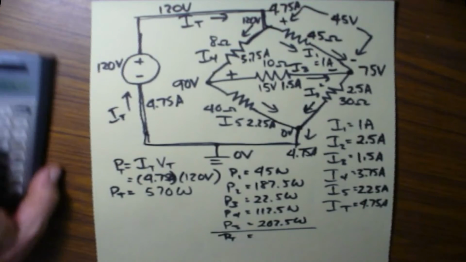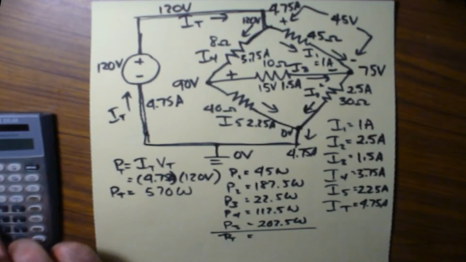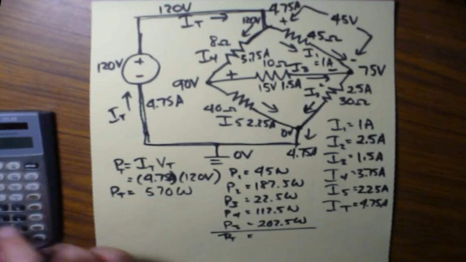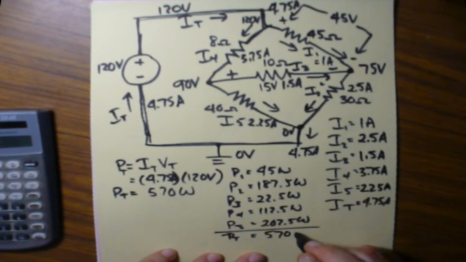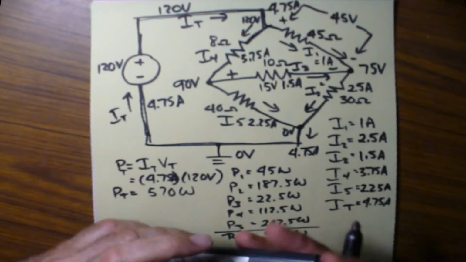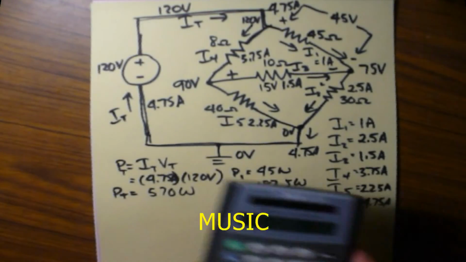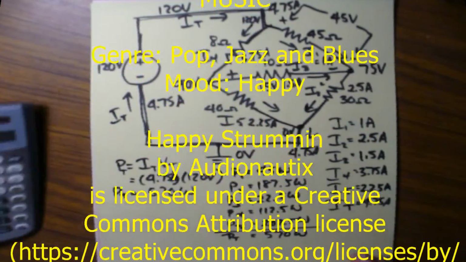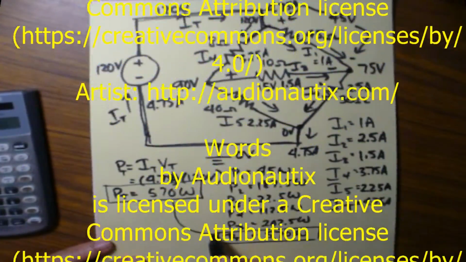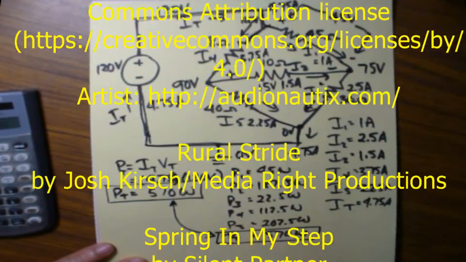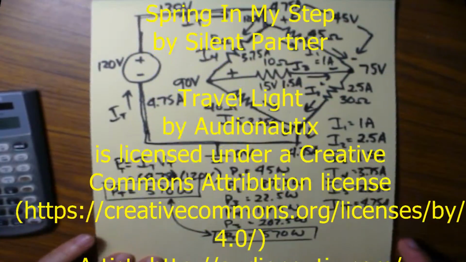Just add them up, that should be the total. So let's say 45 plus 187.5 plus 22.5 plus 112.5 plus 202.5, which is equal to 570 watts. If you add all these up, you'll see that's my number on the calculator. So that matches this right here. And that is correct because these two guys are equal. Alright, so that's this interesting problem.